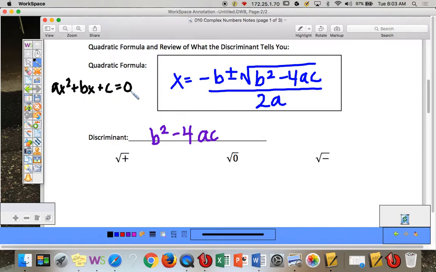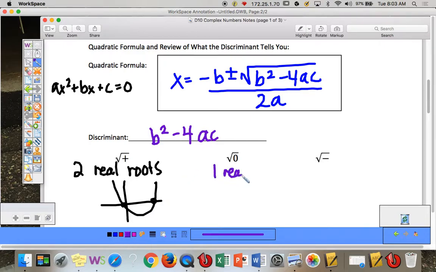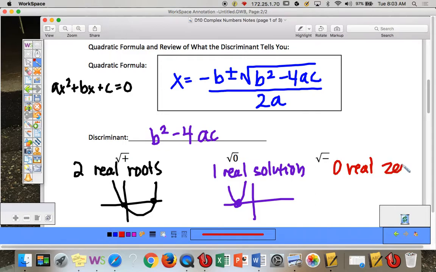And remember, in order to use quadratic formula, it has to be in this form, ax squared plus bx plus c equals 0. And remember, if the discriminant is positive, that tells you there's 2 real solutions. I'll put roots or zeros, and it means it crosses your x-axis twice. If your discriminant is 0, there's 1 real solution, and it would cross your x-axis once somewhere. And then like the warm-up, if the discriminant is negative, then there's 0 real solutions. I'll put zeros. And your graph could look something like this, where it doesn't touch the x-axis at all.